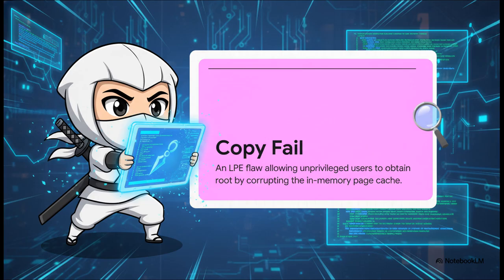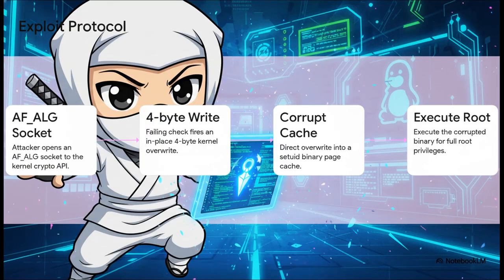And because this corruption happens entirely in RAM, the actual on-disk inode is completely untouched. Think about what that means. Your traditional file integrity monitors like AIDE or Tripwire, which only scan the physical disk, they're not going to see a single forensic footprint of the breach. So here's the exact hyper-efficient exploit protocol. Step 1. The attacker opens an AF_ALG socket.